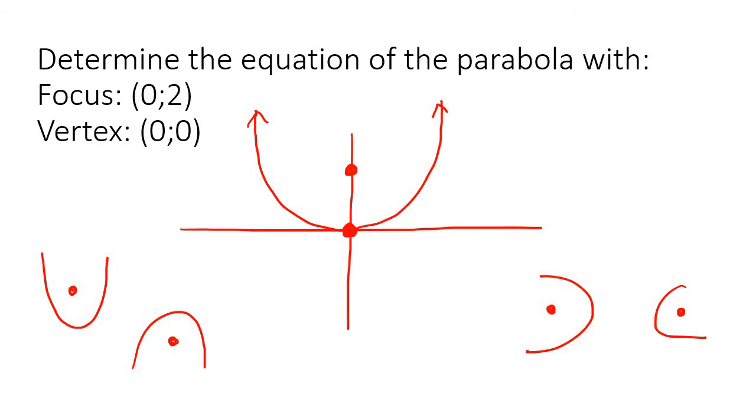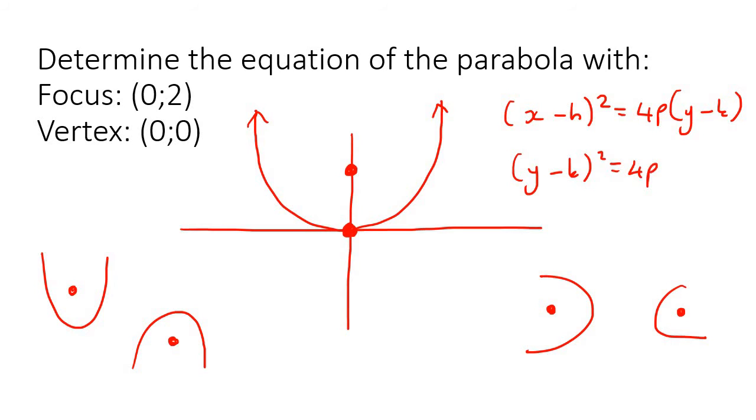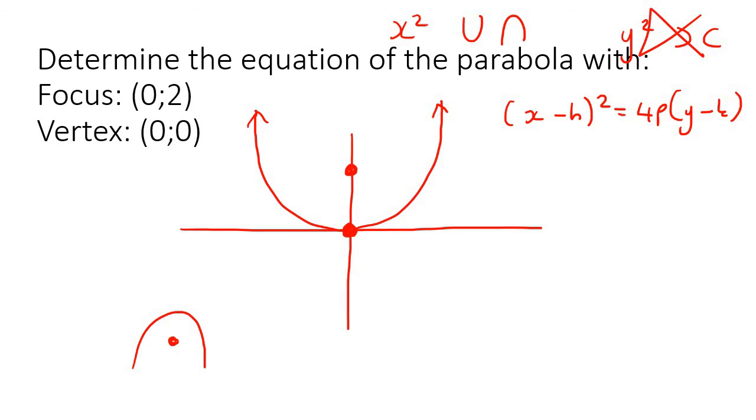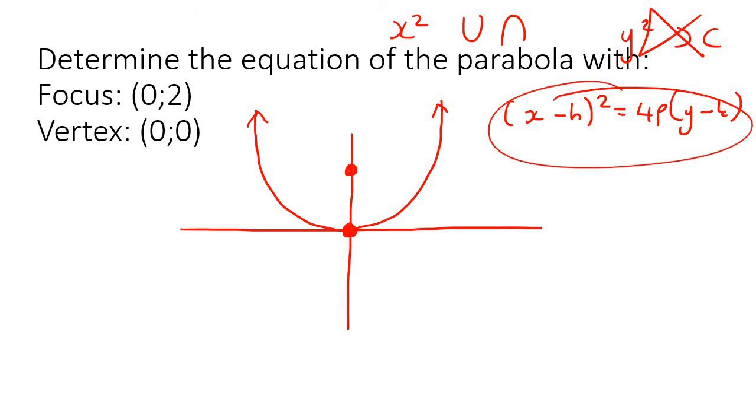There we go. So let me quickly write down two equations, and you need to decide which one we need to use. That's the first type, or it might be this type. Whoops, that's an h. We know that when there's an x that's squared, then it's up or down, and when it's a y that's squared, then it's left or right. So we don't want this one, because that's got a y squared. We're definitely going to be using this one over here.